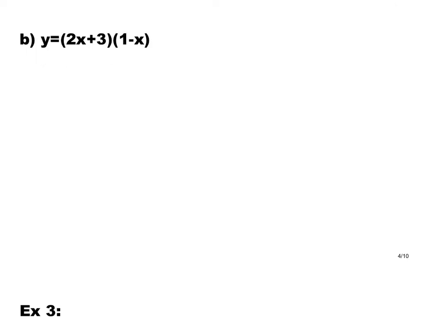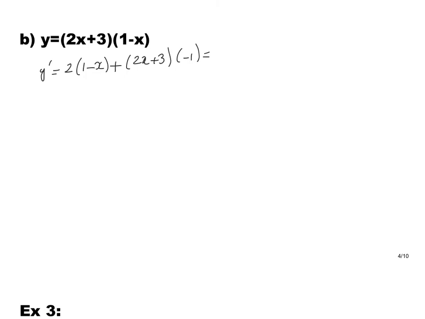The next example asks us to find the derivative of 2x plus 3 times 1 minus x. So we are going to use the product rule. I'm going to say y prime is the derivative of 2x plus 3, which is just 2, times 1 minus x, plus 2x plus 3 times the derivative of 1 minus x, which is negative 1.